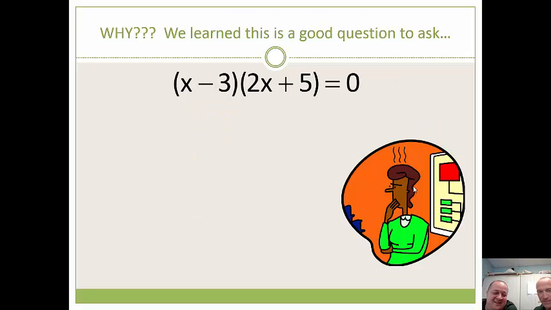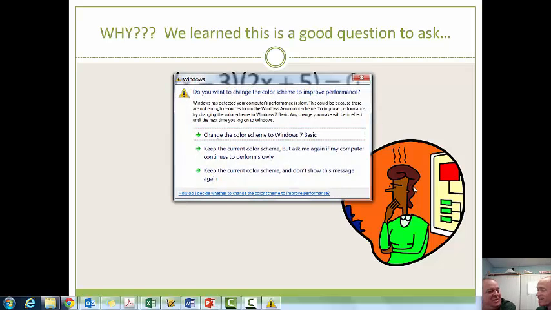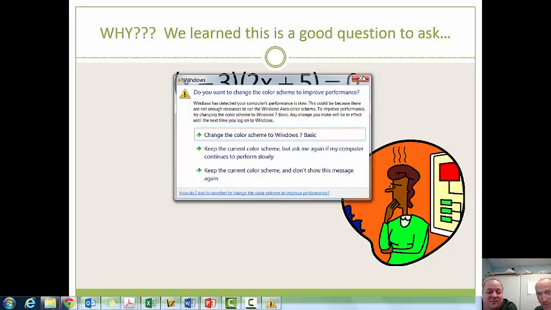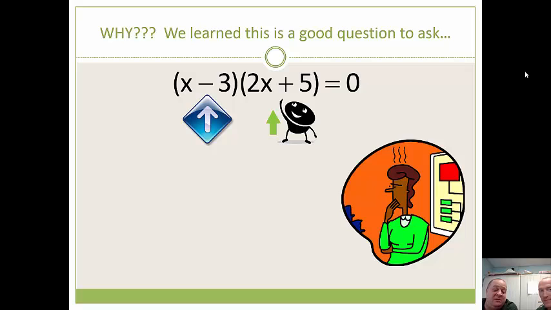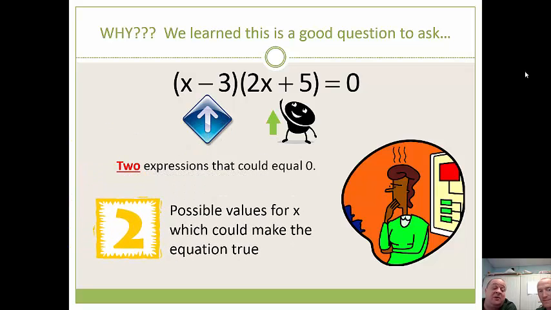So on to the next slide. Why? Well, we learned this is a good question to ask. You should always ask good why questions. We have these two different pieces here: an x minus 3 piece, and a 2x plus 5 piece. And if either one of them is 0, the whole product is going to be 0. So my recommendation is to find the one that's easier, because 2x plus 5 is two-step and could be a little fraction involved, but the other one on the left side, x minus 3 equals 0, is beautiful and easy. But there are two different possible values for x which could make the equation true.